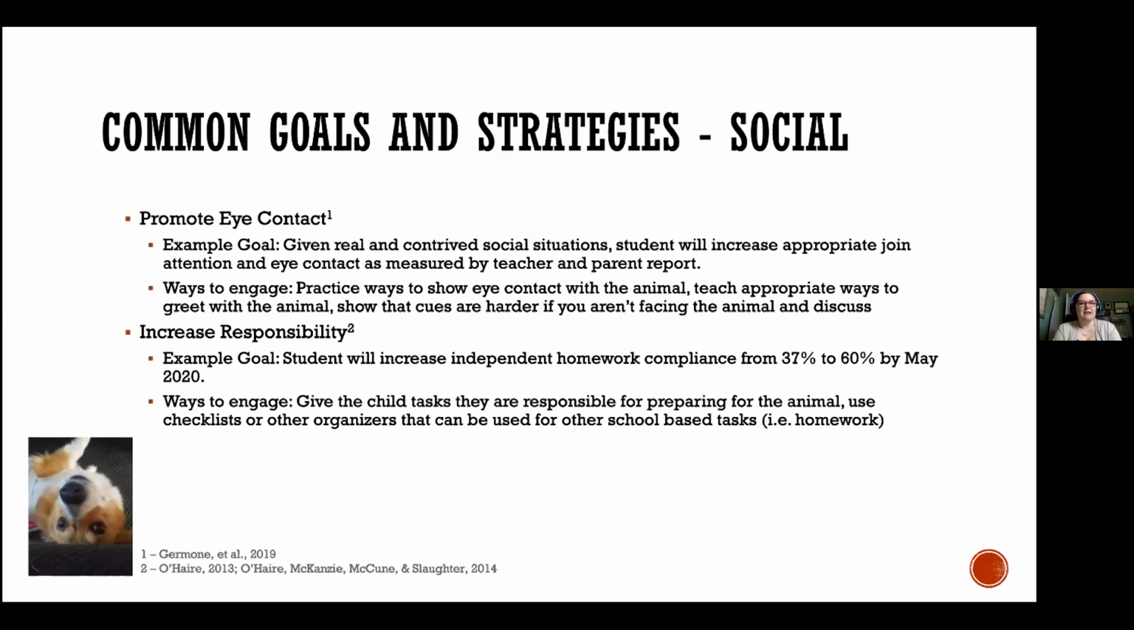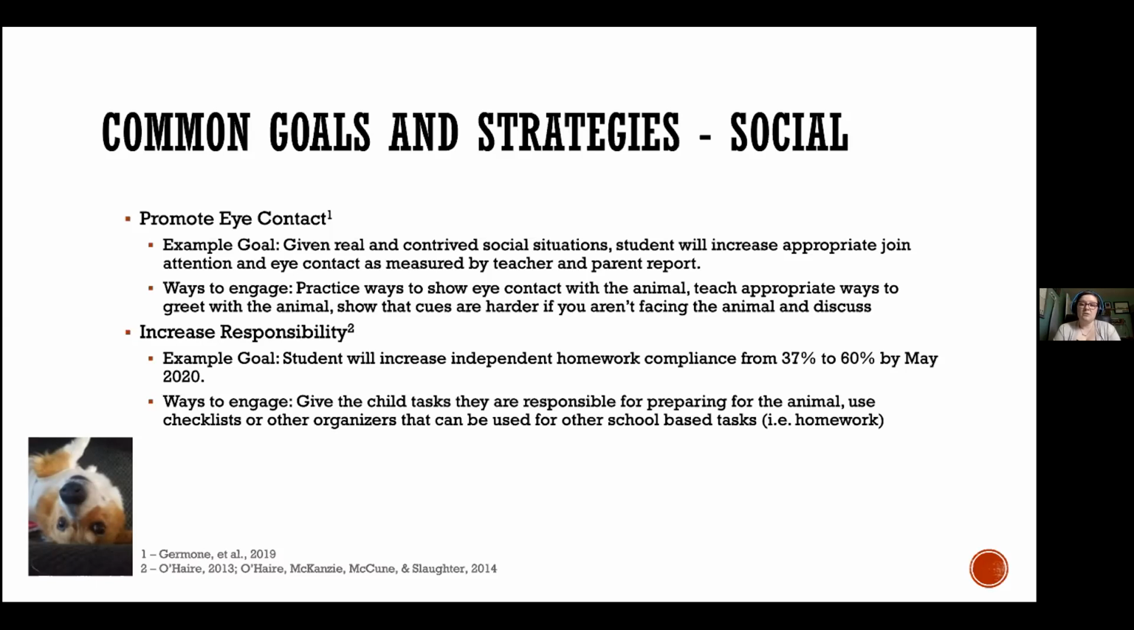And as far as responsibility, with our volunteers often, it's the kid's responsibility to set up for the animals. So the child could prepare the room, could set up the water bowl, different things like that.